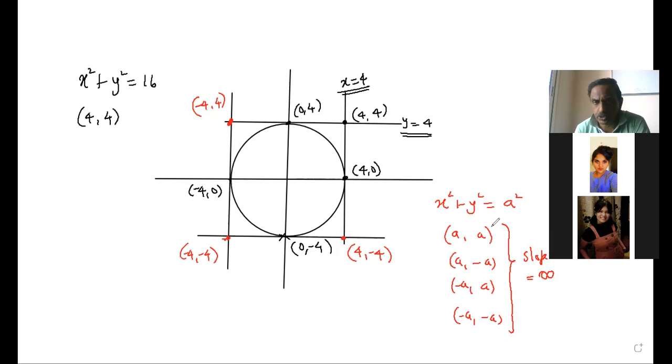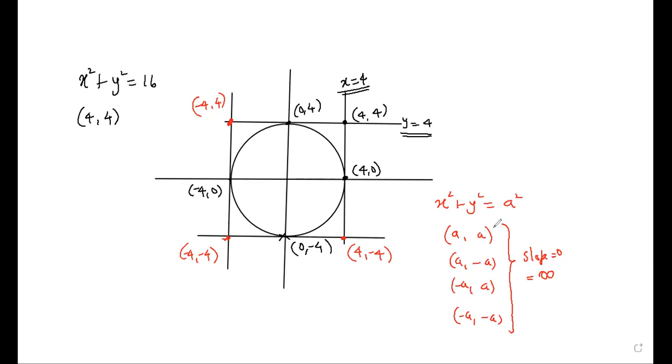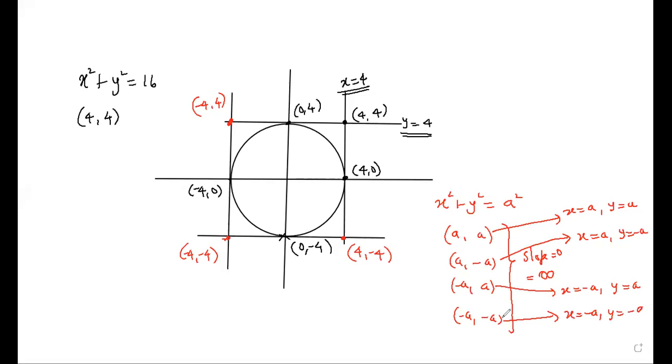So the equation of the tangent in this case will be x equal to a and y equal to a. Equation of tangent to this will be x equal to a and y equal to minus a. Equation of this tangent will be x equal to minus a and y equal to a. Equation of this tangent will be x equal to minus a and y equal to minus a.